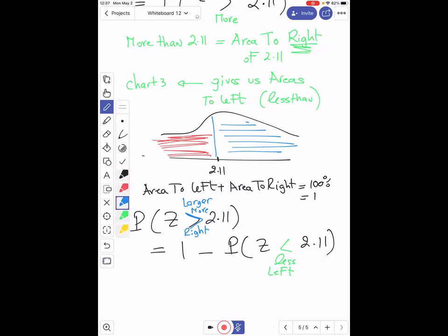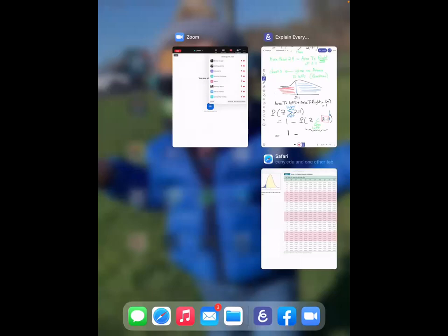Once you convert the area to the right to the area to the left, we can use the chart. So that's 1 minus, and here I can use my chart: the probability that Z is less than 2.11. This is the area to the left. Nearest tenth, that would be 2.1, and the hundredth is the 1 here, right? So we go to the chart, 2.1.